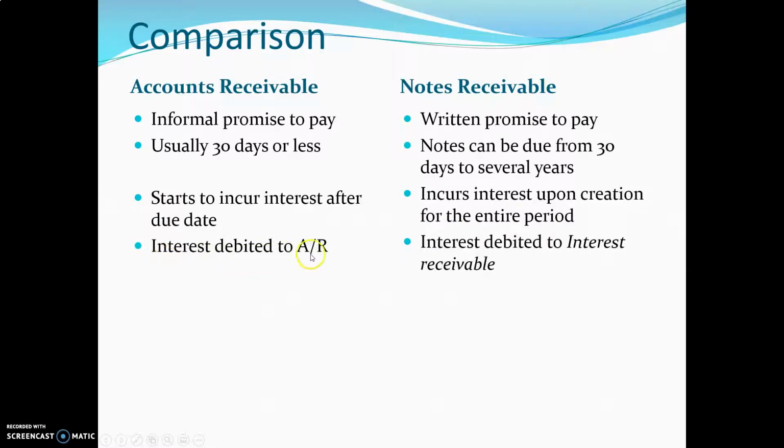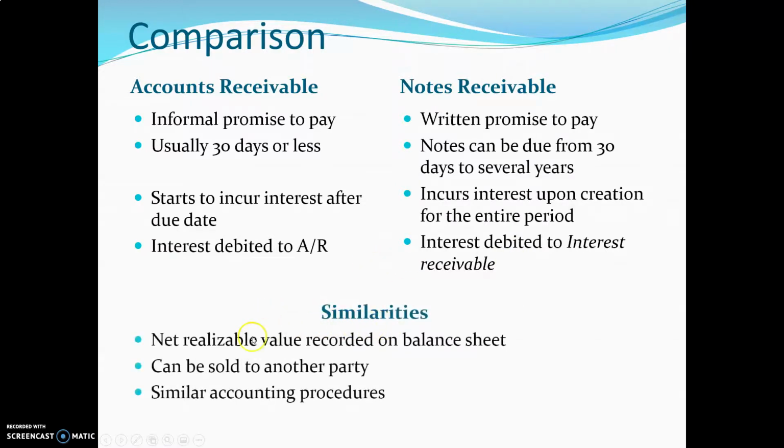Interest is debited to accounts receivable. With notes receivable, it's debited to interest receivable. And again, that goes towards accrued revenues, assuming that somebody owes you money. Similarities: net realizable value is recorded on the balance sheet. They can be sold to another party, and they require similar accounting procedures.